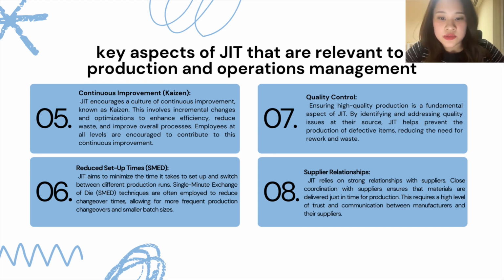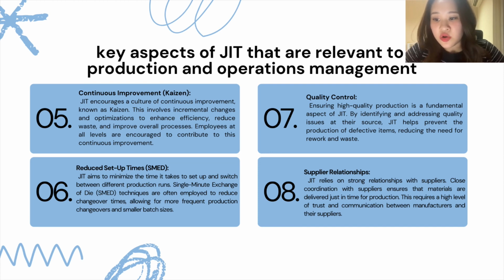Sixth is reduce setup time. Just-in-time aims to minimize the time it takes to set up and switch between different production runs. Seventh is quality control. Ensuring high-quality production is a fundamental aspect of just-in-time. By identifying and addressing quality issues at their source, just-in-time can prevent the production of defective items and reduce rework and waste.